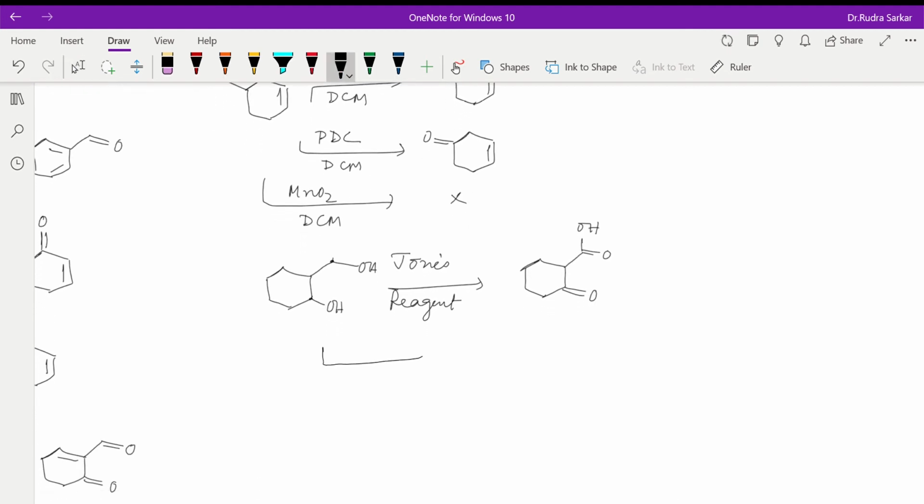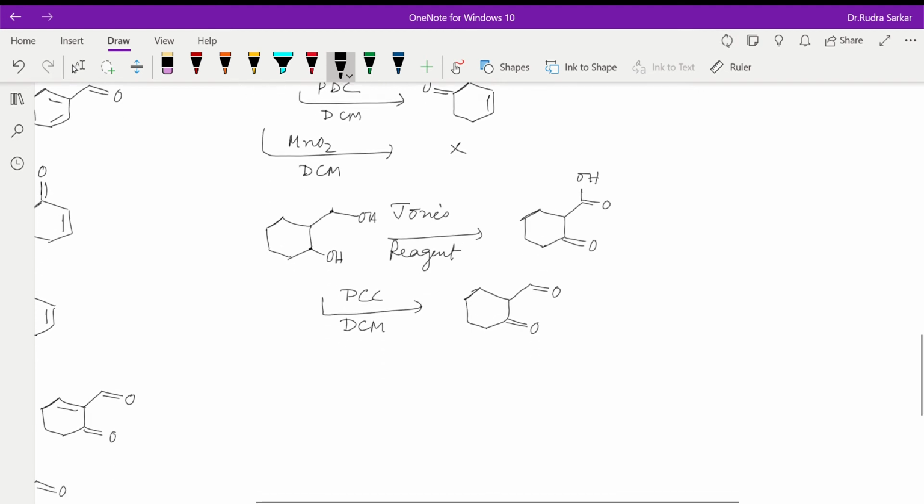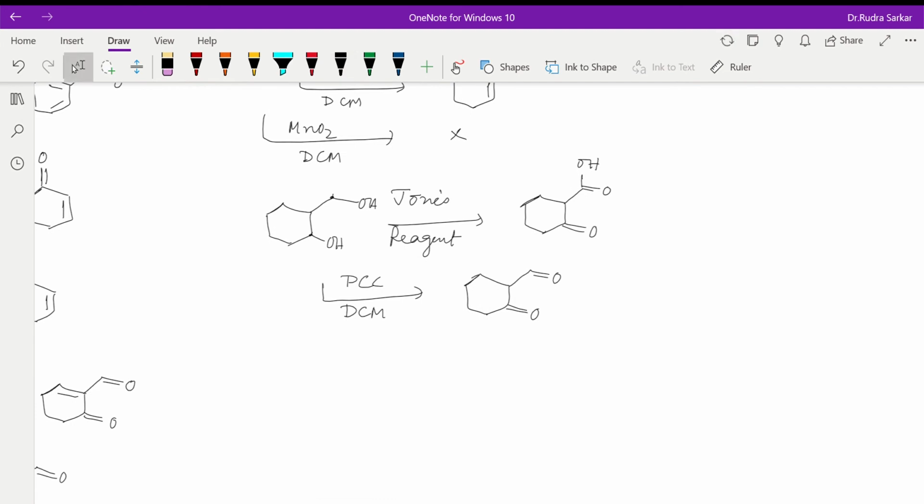But if you are oxidizing the same molecule using pyridinium chlorochromate or PCC, then this will be going to aldehyde, and that will be giving you the ketone. Same molecule if you use Collins reagent, then also you are going to get the same product as you got in the case of PCC. Okay.